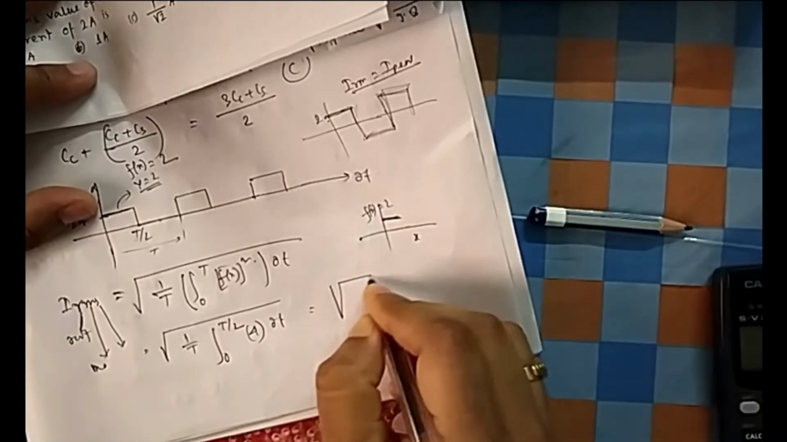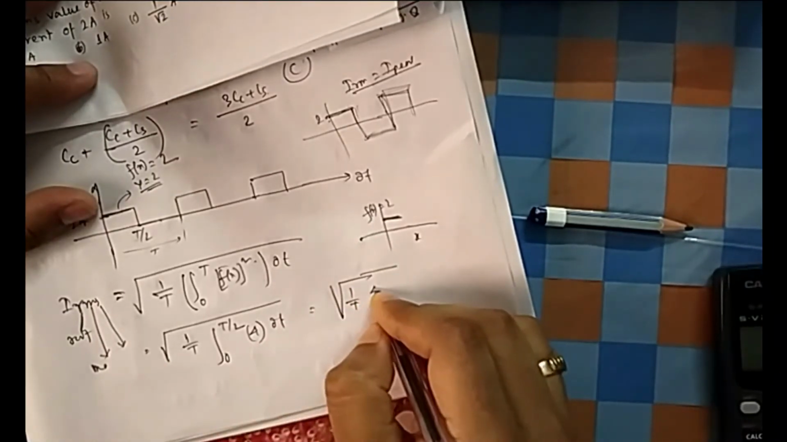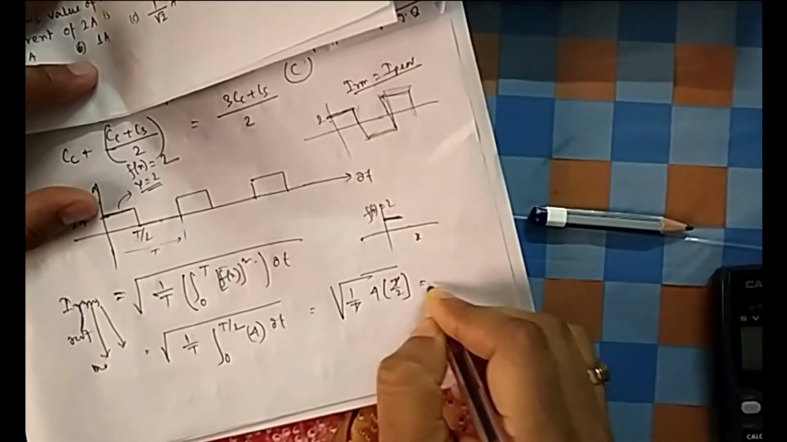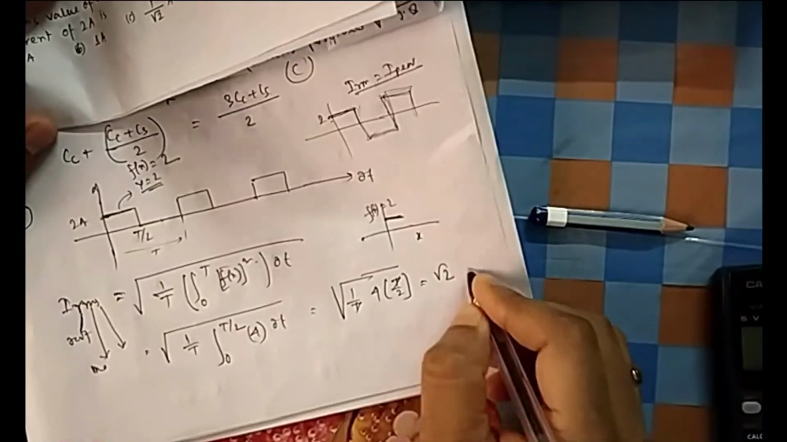So I think you can do it now. 1 by T, and then 4T will come, with T by 2. So the 2 gets cancelled. So it is root 2. That is your option A.